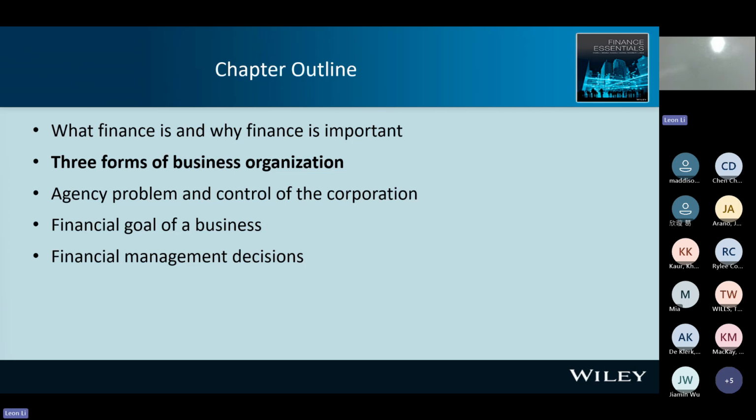Okay, good morning, students. So today we are going to continue our discussion on chapter 1. We have 4 more topics for today. So, 3 forms of business organization. We are going to show you 3 forms, all right? And please know you need to understand them and then make a comparison between them, all right?